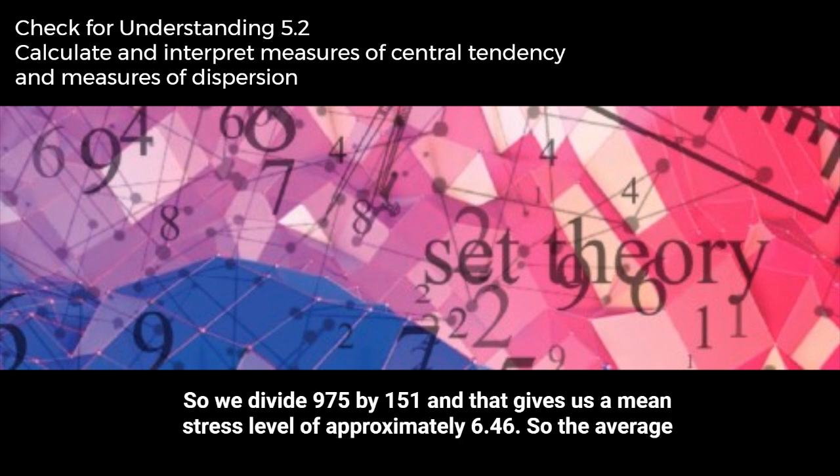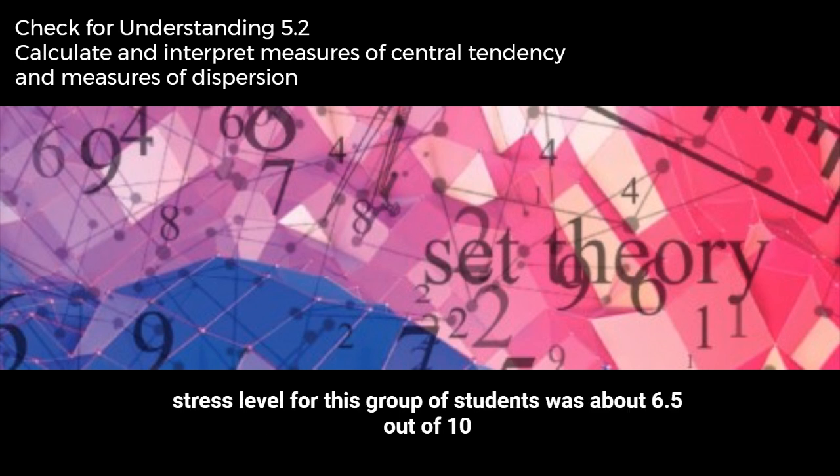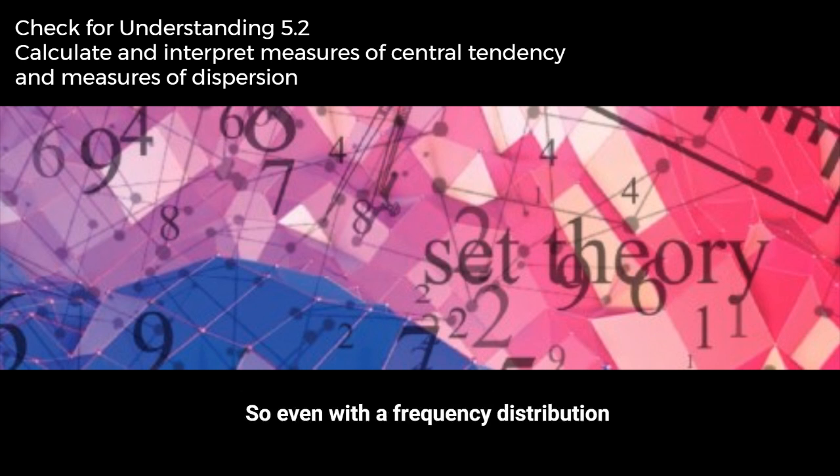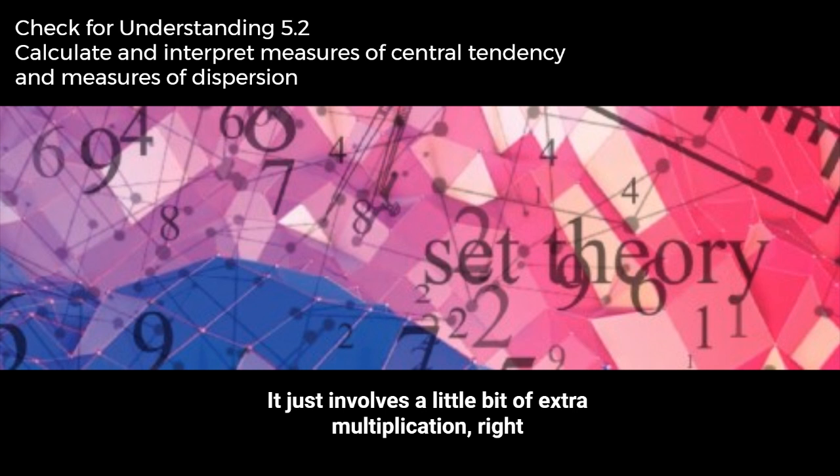Right, so we divide 975 by 151, and that gives us a mean stress level of approximately 6.46. So the average stress level for this group of students was about 6.5 out of 10. Exactly. So even with a frequency distribution, we can still calculate the mean. It just involves a little bit of extra multiplication.